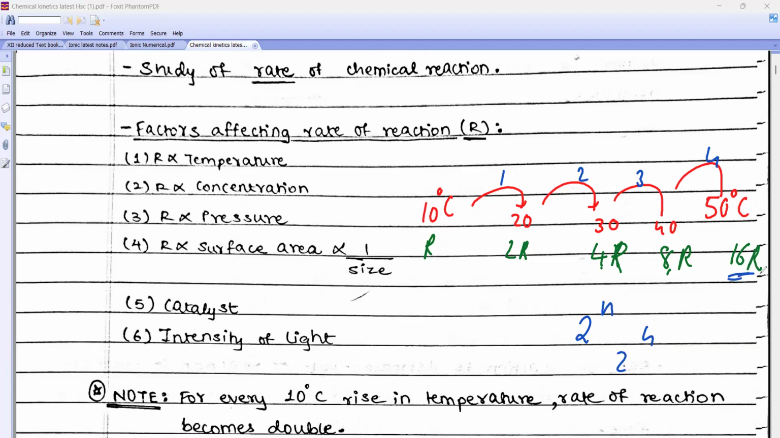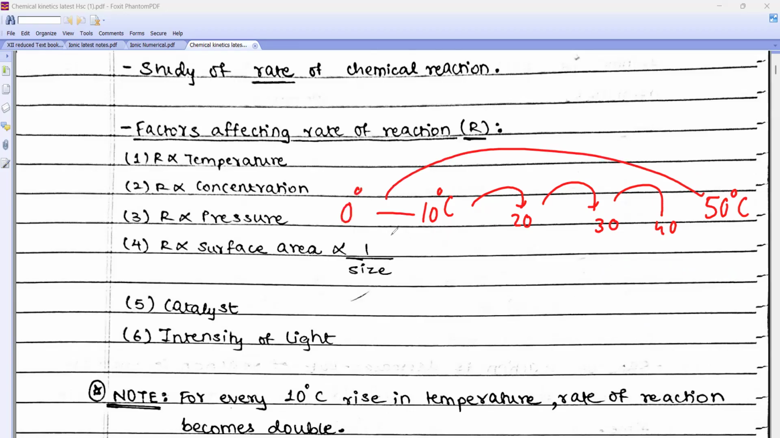Suppose, if I tell you to increase the temperature, instead of 10, I would have given you how much, beta? If I had told you to increase the temperature from 0 to 50 degrees, how many arrows would you get? Tell me. So here, how much was my rate? R. So it becomes double now, beta.